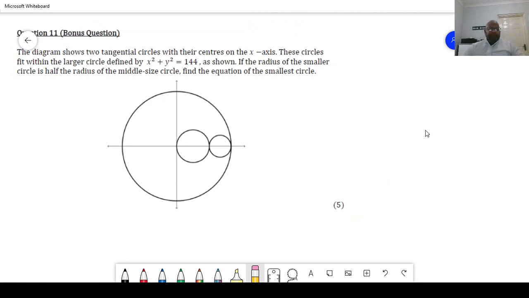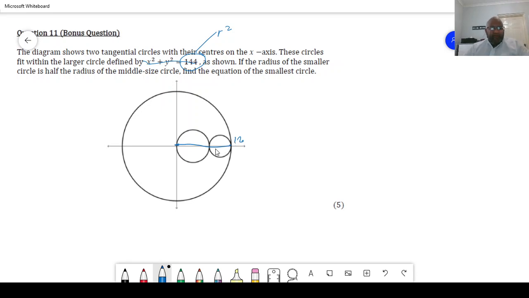Okay, so in question 11, the bonus question, we are told that the diagram shows two tangential circles with the centers on the x-axis. These circles fit within the largest circle defined by x squared plus y squared equal to 144. So the big circle's equation is this here. So in other words, remember the center can be drawn from here, which is at 0 and 0. We know that. And this here tells us r squared, which means the radius of the circle is going to be 12. So from there to there is going to be 12 units.